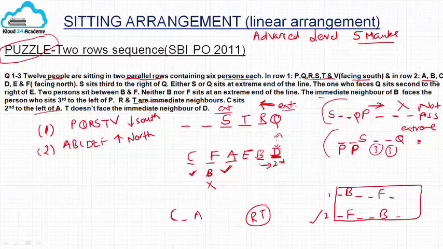Now, who is B's immediate neighbor? D and E. B's immediate neighbor is facing the person who is third to P. So D is not the person because he is facing Q. E will be the person. He is the immediate neighbor of B and he will face the person who is third to P. So P will be here. 1, 2 and 3. So this place is left for V.